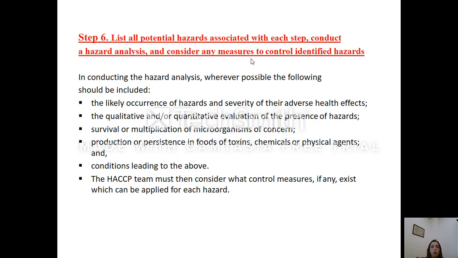So I will post some examples of hazard analysis for you on Moodle as well. It takes time to analyze separately, and keep in mind that HACCP implementation might sometimes take up to 2 years in some industries.